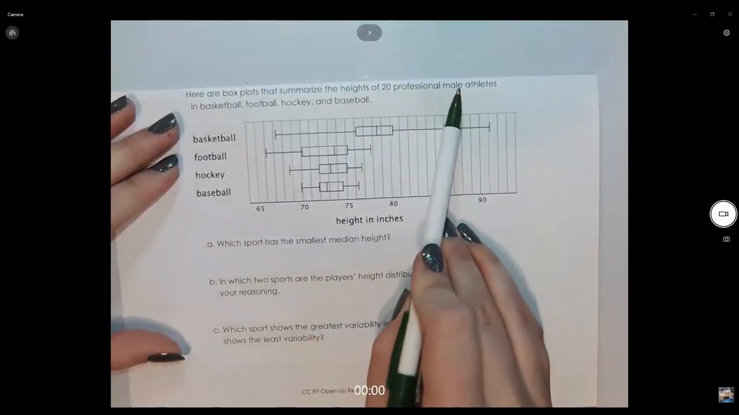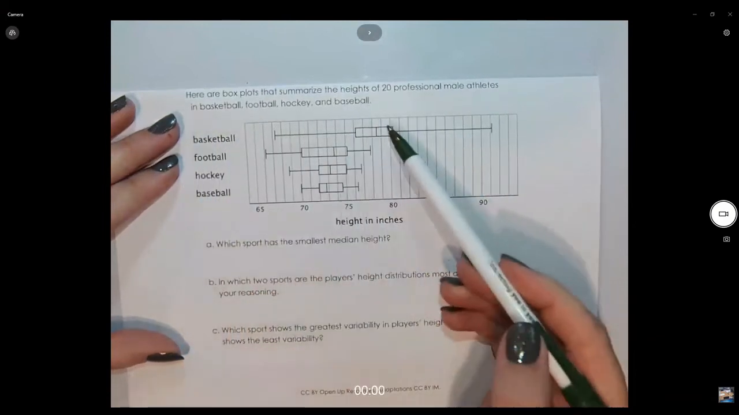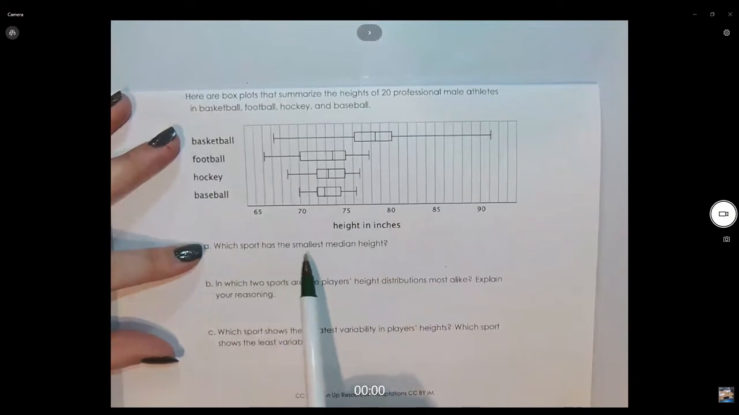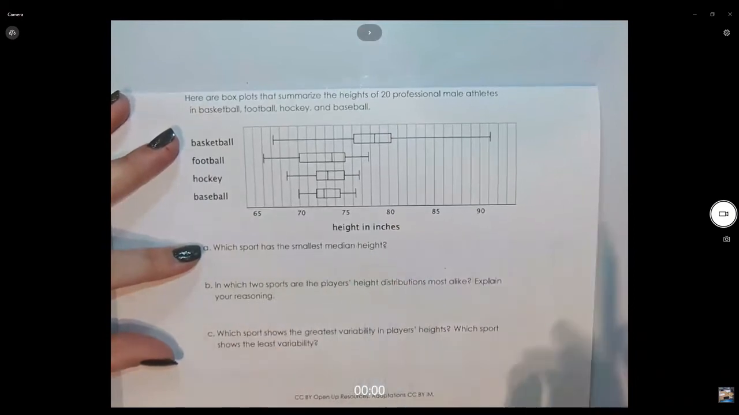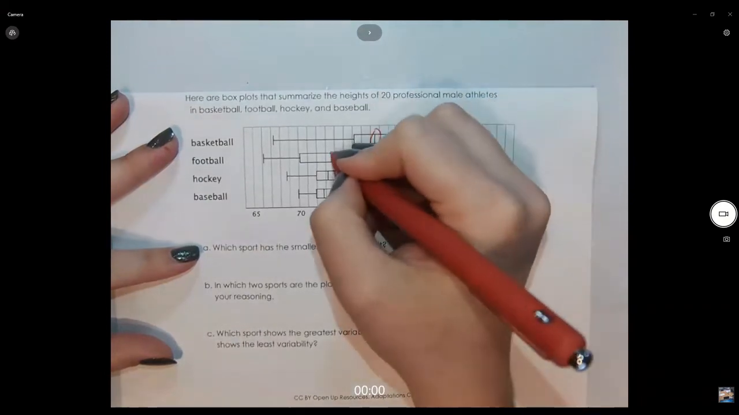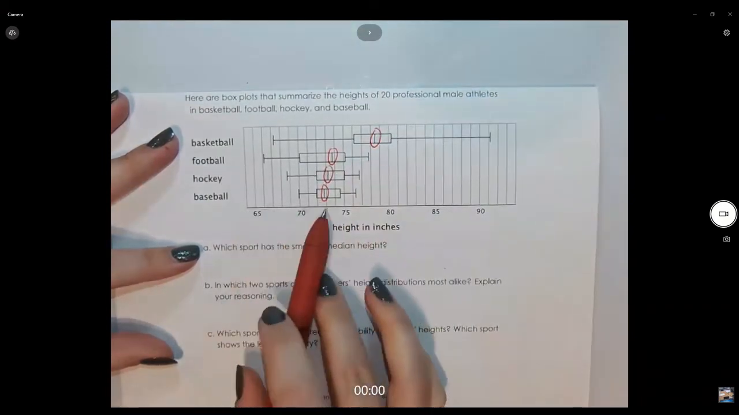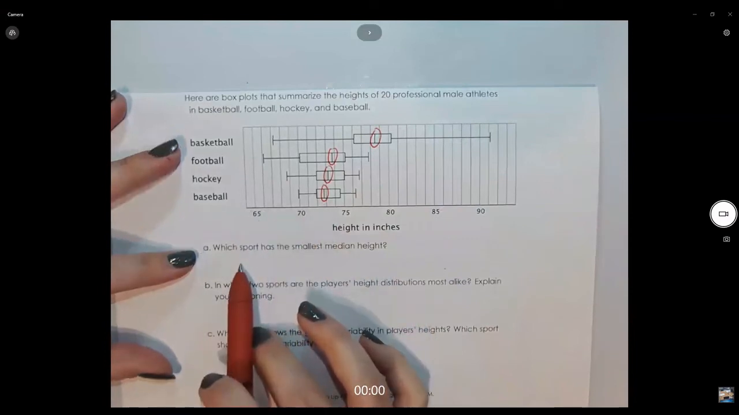Plots that summarize the heights of 20 professional male athletes in basketball, football, hockey, and baseball. So we've got 4 here. Which sport has the smallest median height? Remember, the median is this line in the middle. We want the smallest, so you can see that this one's furthest to the left, so that would be baseball.